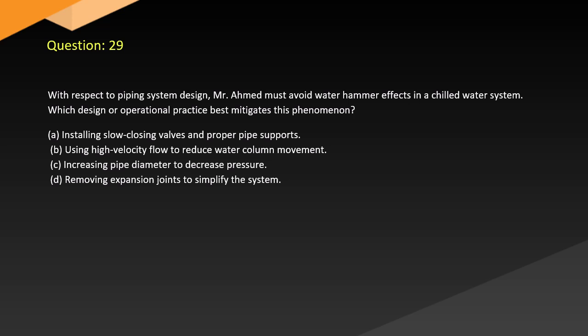A. Installing slow closing valves and proper pipe supports. B. Using high velocity flow to reduce water column movement. C. Increasing pipe diameter to decrease pressure. D. Removing expansion joints to simplify the system.